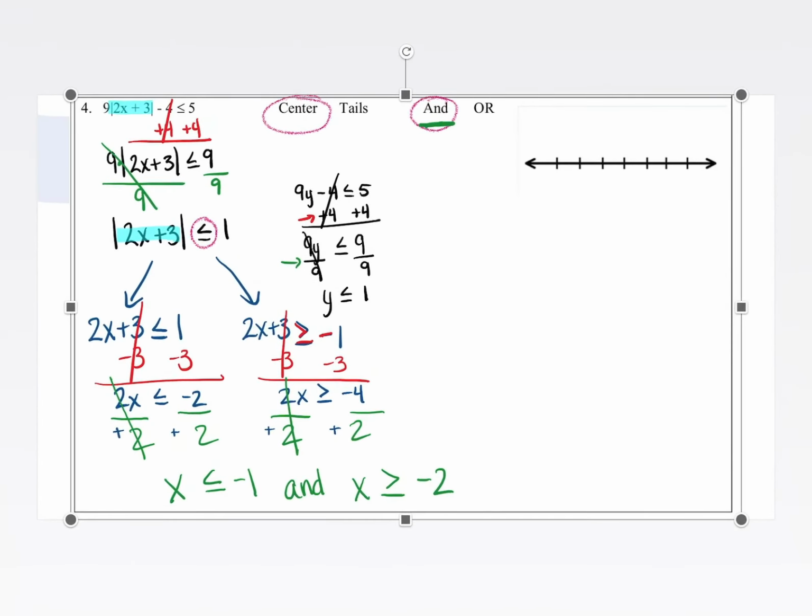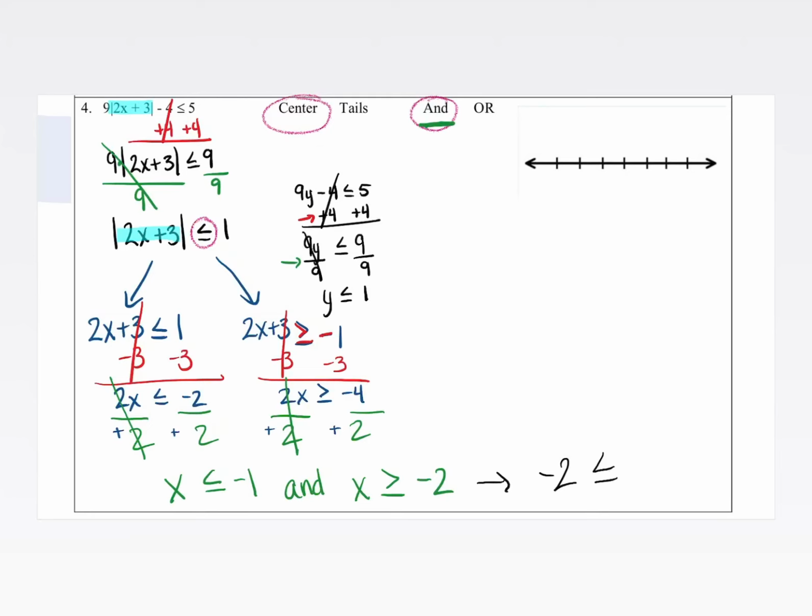However, I can actually rewrite my inequalities another way because I'm dealing with an and compound inequality. Remember, and compound inequalities can be written in a smushed way or in like a compact way. So negative 2 is my lower bound, is less than or equal to x, and my upper bound is negative 1. Perfect. So now I can mark those on my graph. Here we have less than or equal to, so we're going to have a closed circle here, and since it's and, we're going to shade in the center, which we already determined, and there we go.